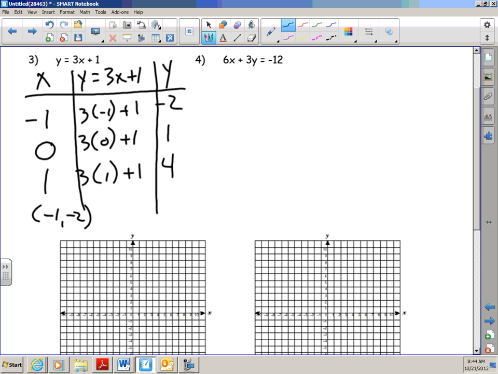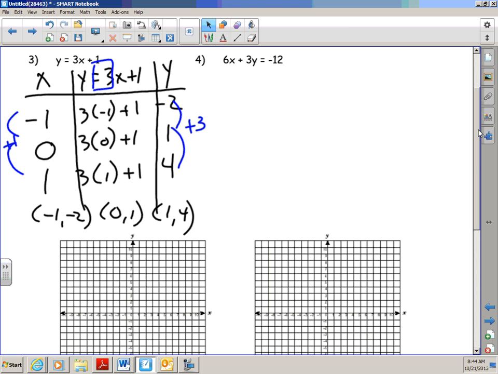Negative 1, negative 2, 0, 1, and 1, 4. Another point I would just like to make is if you look at the pattern, as the y values are changing, they're all going up by 3. And the x values are going up by 1. 3 divided by 1, change in y over change in x, is my slope of 3. That is not a coincidence.